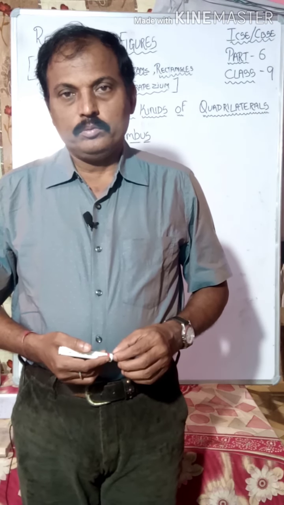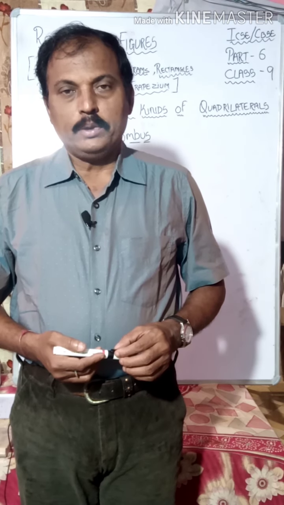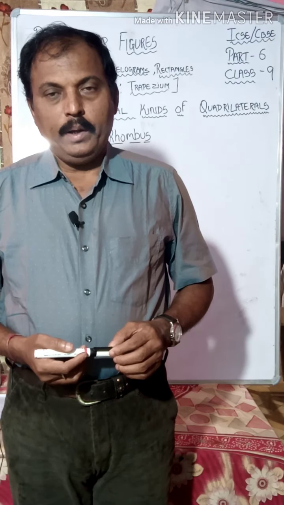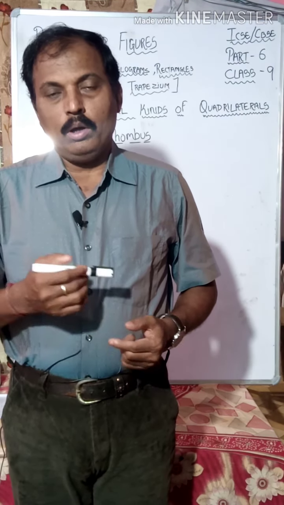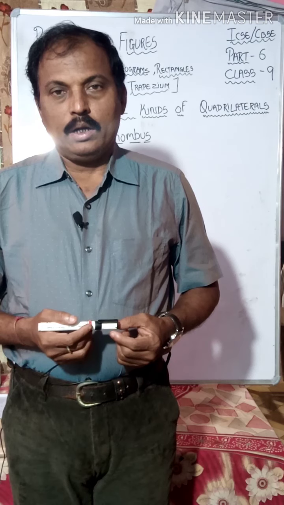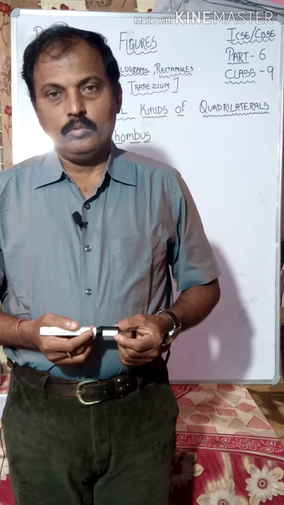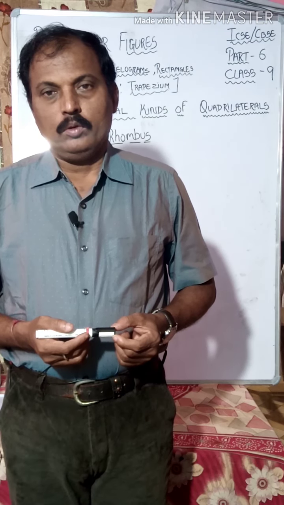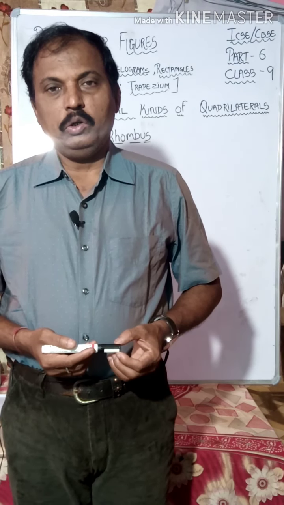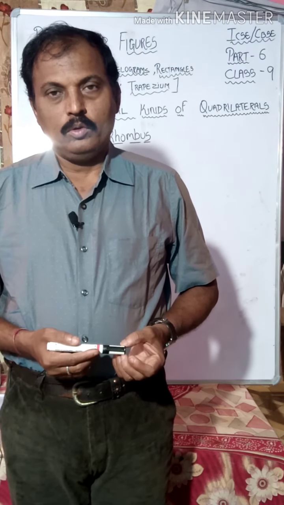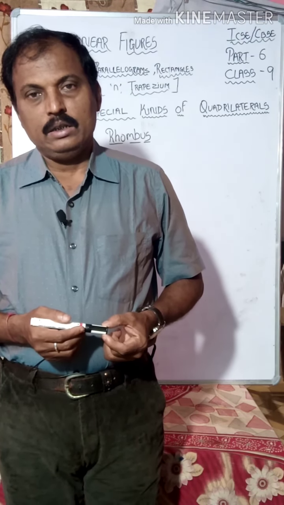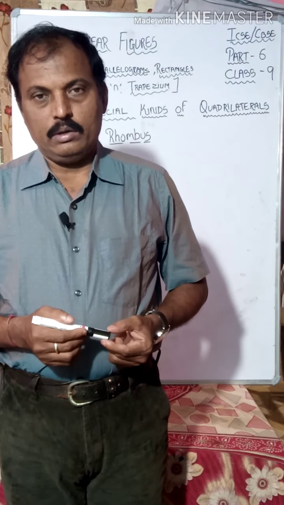In our last video, we discussed special kinds of quadrilaterals. Today, our discussion of the parallelogram, trapezium and rectangle is over. I hope you understood those videos well. So today we will discuss the next special kind of quadrilateral, that is rhombus, and then square.